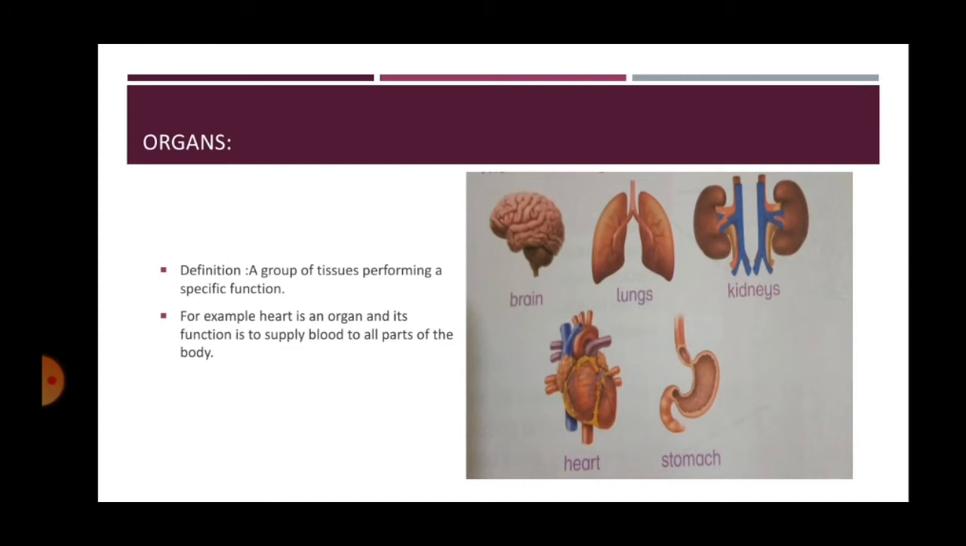Then is a pair of lungs. Lungs help us breathe. They are present in the chest cavity and are protected by a very strong rib cage. Then is a pair of kidneys. Kidneys are involved in the purification of blood. Then is the heart. The heart is present between the two lungs. It pumps blood to all parts of the body. The stomach is present in the upper part of the abdomen and its main function is to digest the food that we eat.